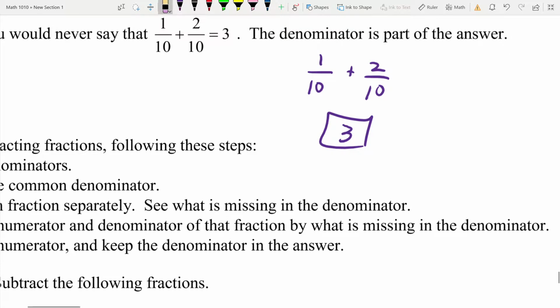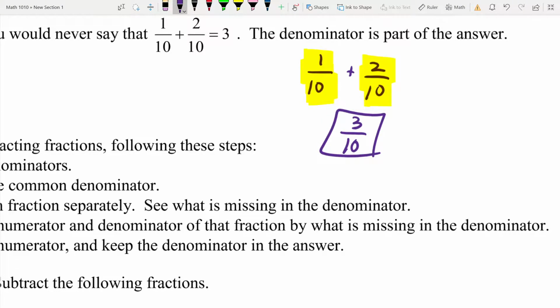If you have a piece of pizza and you cut your pizza into 10 slices, and in this box you have 1 slice, and in this box you have 2 slices, when I put those slices together, does that mean I have 3 full pizzas? No. It means I have 3 pieces, and they are cut into tenths, so that means I have 3/10 of a pizza. So don't forget the denominator.